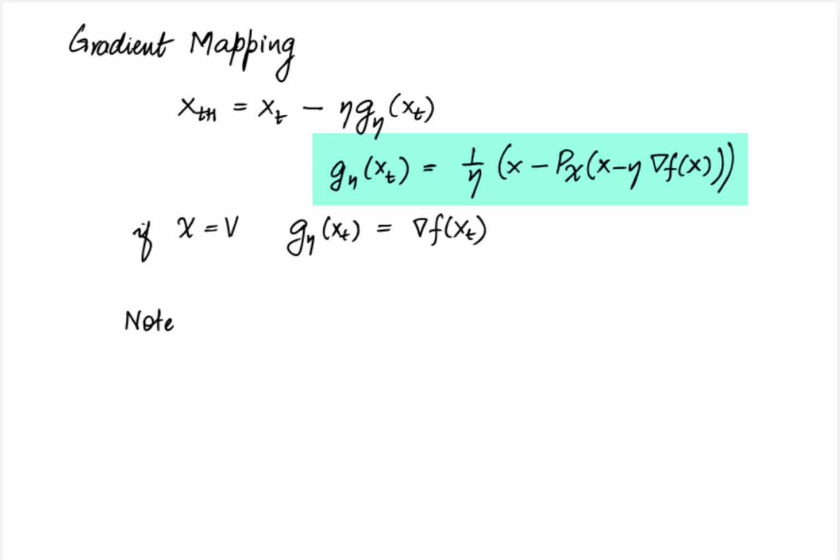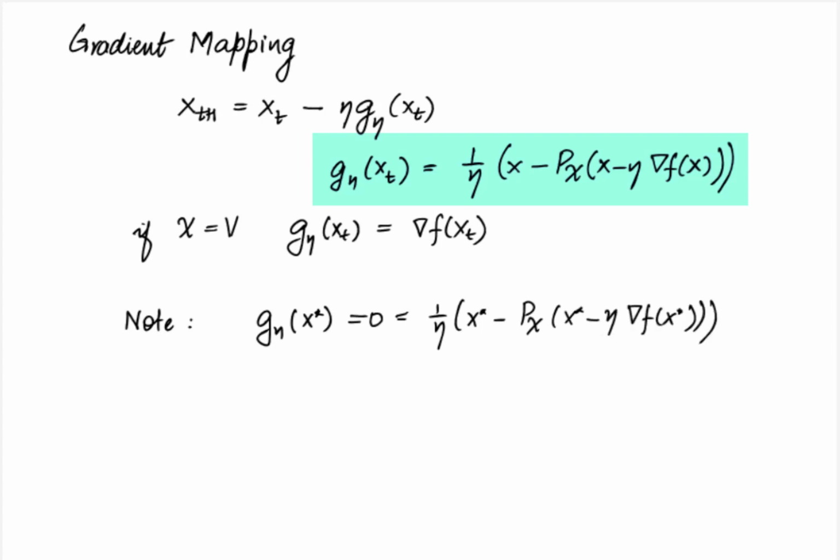The first thing is that the gradient mapping is 0 at x star. That is, G_eta(x star) is equal to 0. This follows by writing out the definition of G_eta(x star), which is 1/eta times (x star minus projection onto calligraphic X of (x star minus eta gradient f(x star))), which is 0 from the optimality condition that we just saw. Compare this to gradient descent, where the corresponding property was that the gradient vanishes. Instead, here we have that G_eta(x star) vanishes.